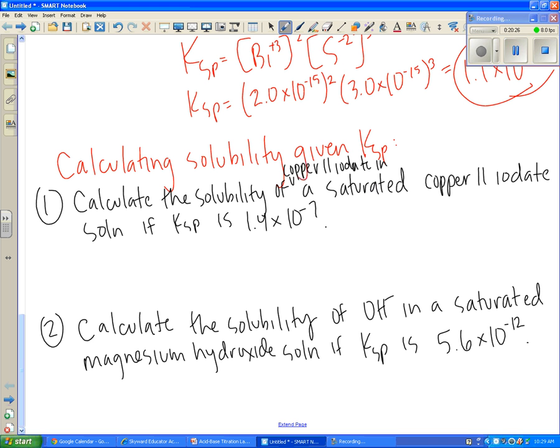All right, well, let's first write out what happens when we dissolve copper 2 iodate in water. What is the formula for copper 2 iodate? Well, copper 2 is Cu plus 2. What is the iodate ion? IO3 with minus 1 charge, so we need 2 of those. So when that's dissolved in water, we're going to get 1 copper 2 ion and 2 iodate ions.